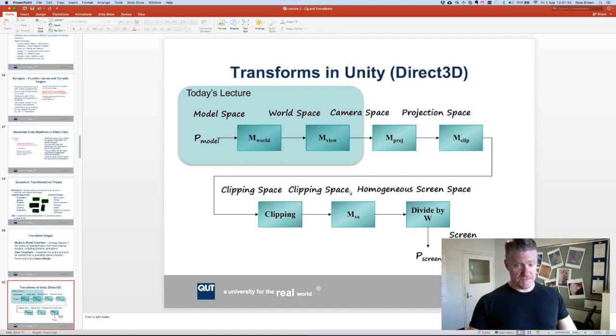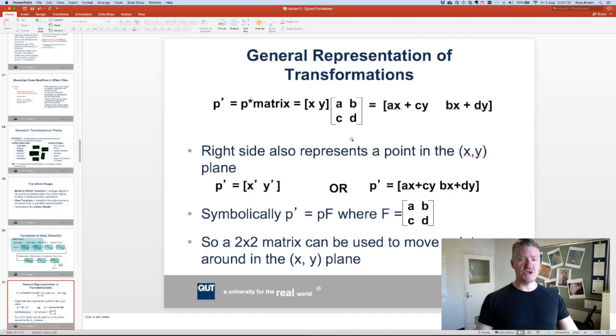in screen space. So the general representation of transformations: we have a point, you multiply it by a matrix to give you P transformed, P apostrophe.